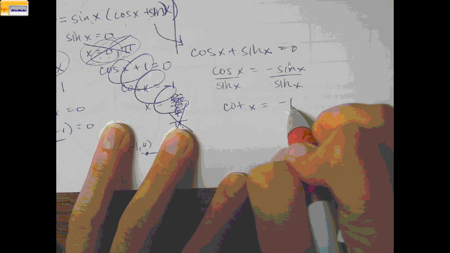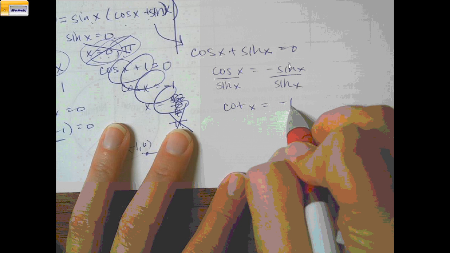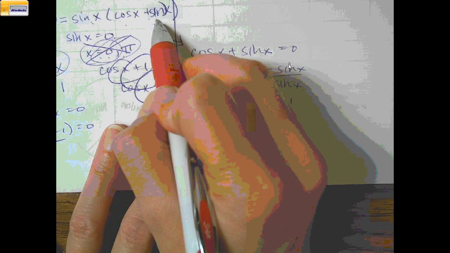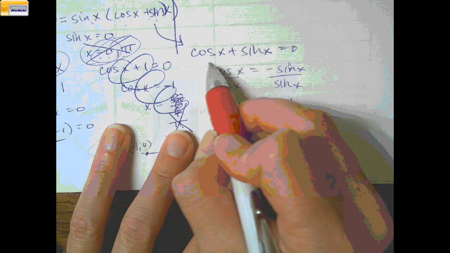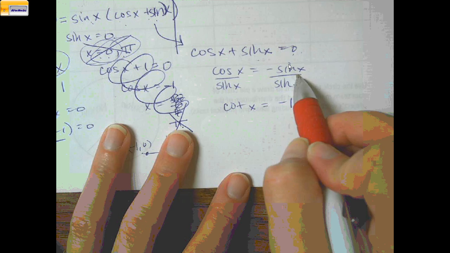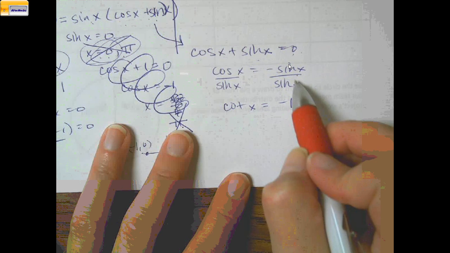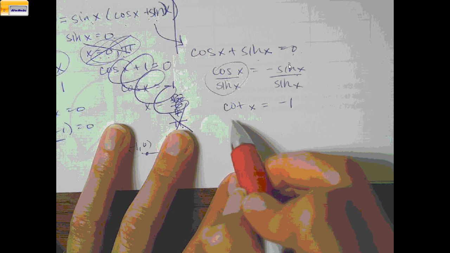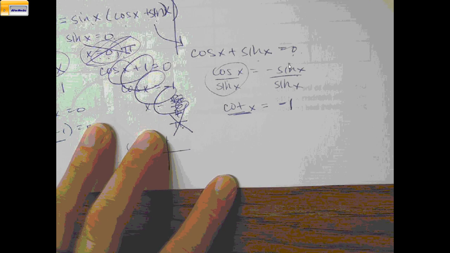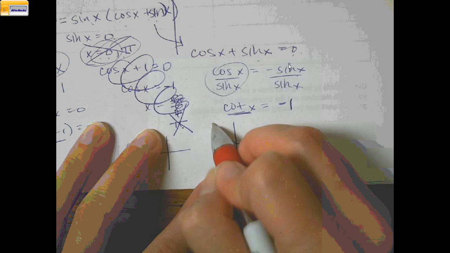So again, I factored wrong. That should have been sine of x. So it looks like this should equal 0. Subtract sine of x from both sides. If you divide both sides by sine of x, we now have one trig function, which is kind of what we wanted. And on the right-hand side, we have negative 1. So you just have to think where cotangent is negative 1. All students take calculus. So it's negative in the second quadrant and in the fourth quadrant.